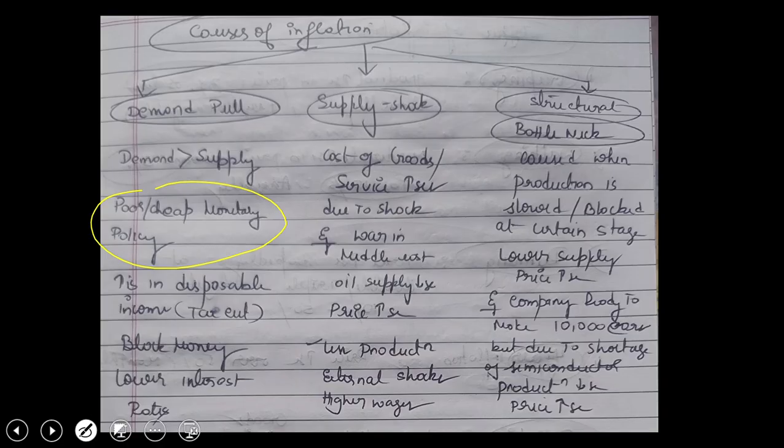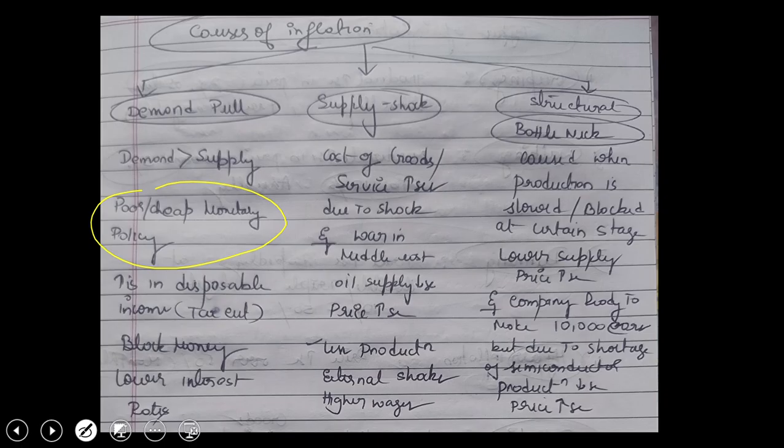So what happens again? The case of black money increases, and also there is an increase in disposable income. Disposable income means the remaining income after paying the tax.